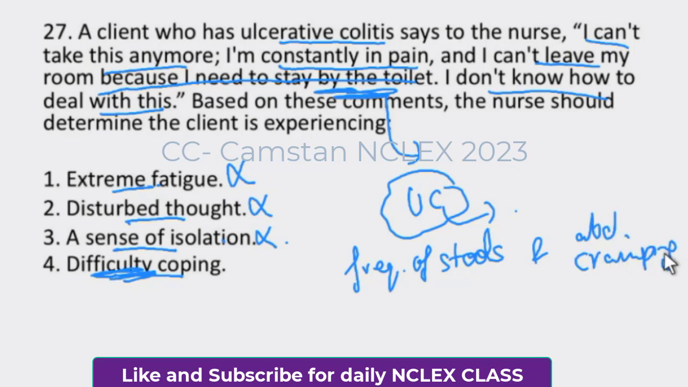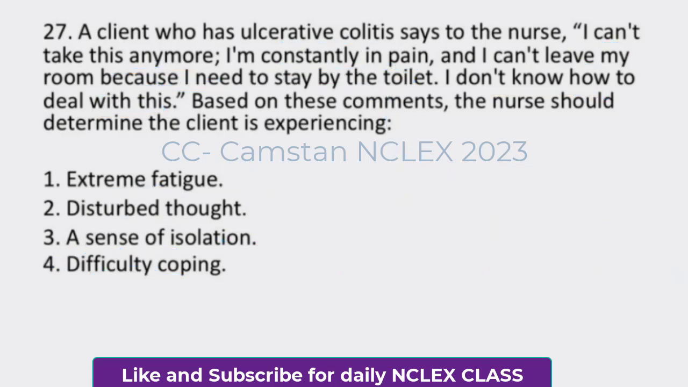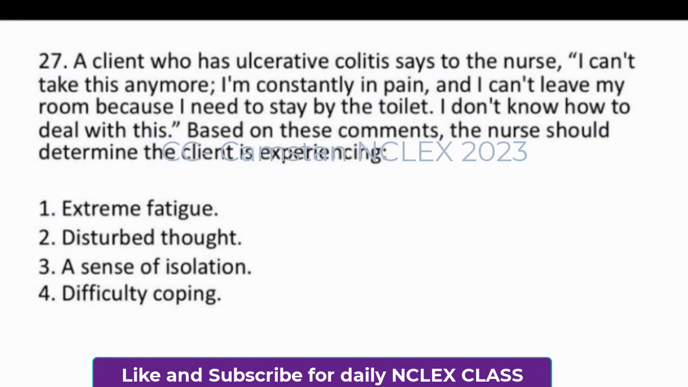During these acute exacerbations, the client needs emotional support and encouragement so that the client can share his feelings with the nurse or with the doctor or with his family members. So he has difficulty in coping, right? So the correct option is the fourth one, right? Let's move on to the next one.